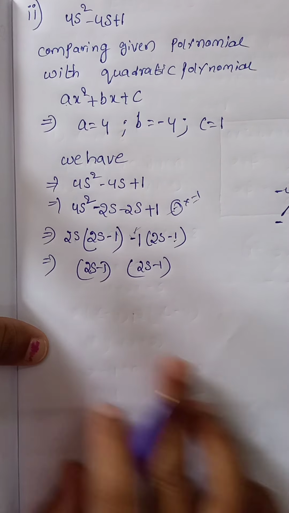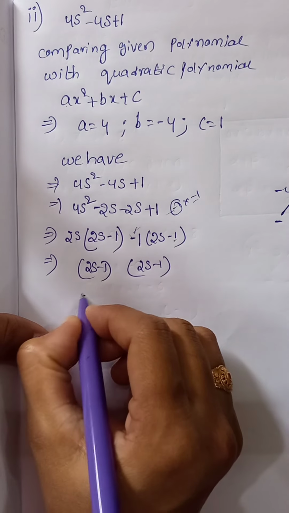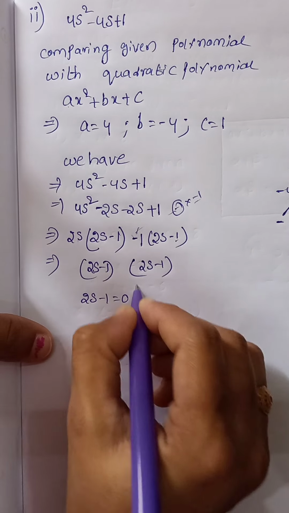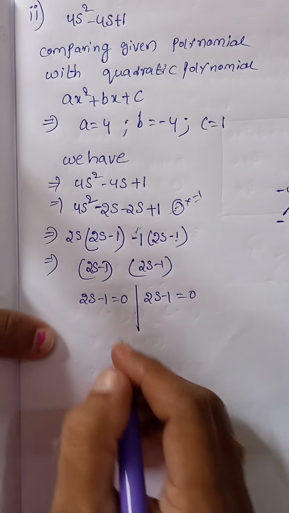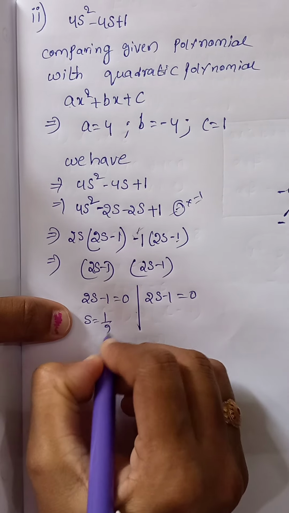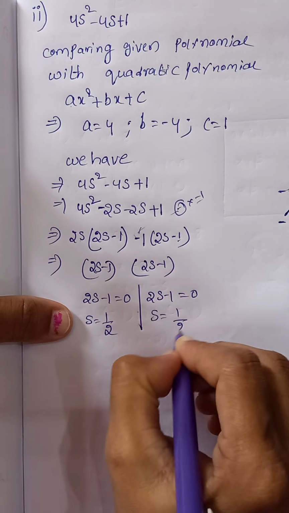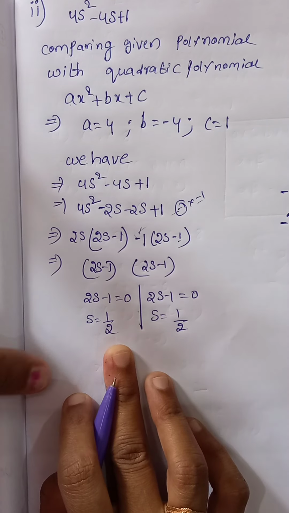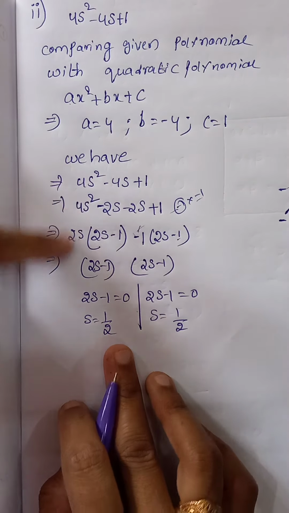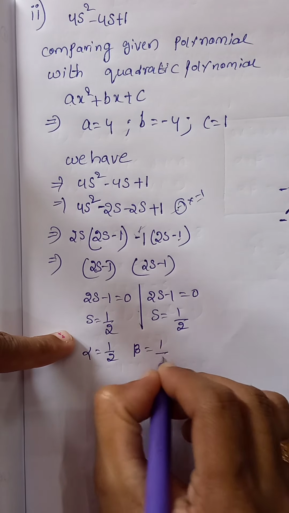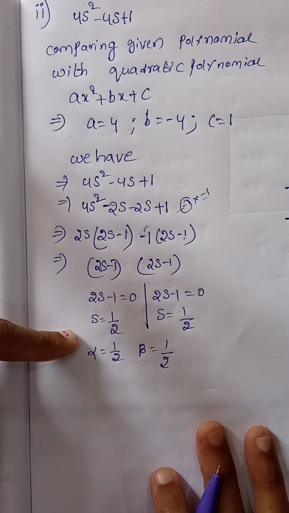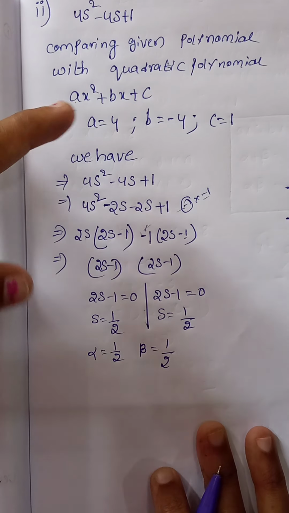So to find the zeros, equate each of them to 0. 2s minus 1 equals 0 and 2s minus 1 equals 0. Here s equals 1 by 2, and here also s equals 1 by 2. These are the zeros of this given polynomial. Let us assume alpha equals 1 by 2, beta equals 1 by 2. Now we need to verify these zeros with the coefficients of the terms.